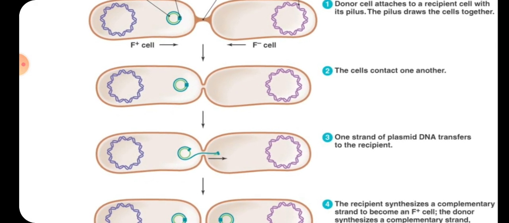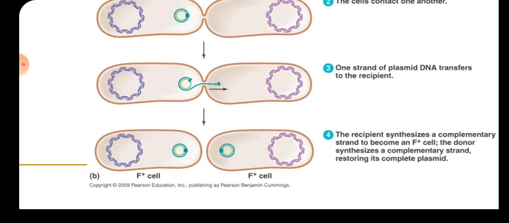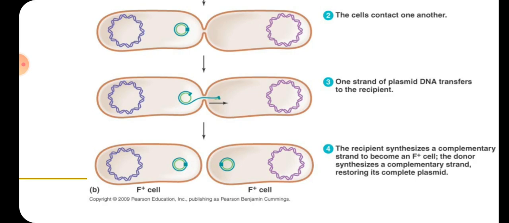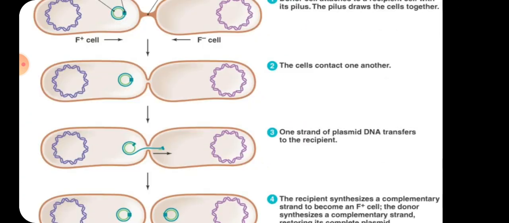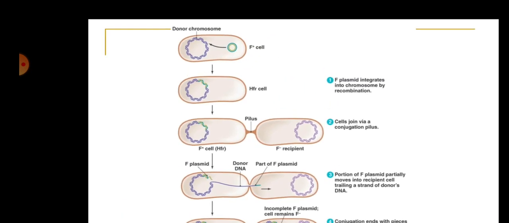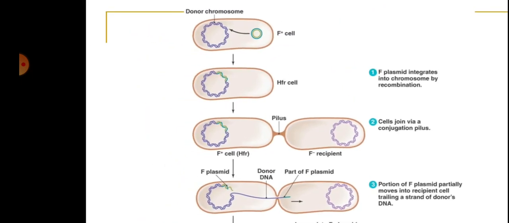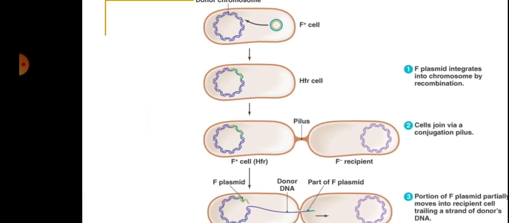In the third stage, one strand of plasmid DNA transfers to the recipient cell. In the fourth stage, the recipient synthesizes a complementary strand to become an F positive cell. The donor synthesizes a complementary strand, restoring its complete plasmid. Here you can see the donor chromosome, which has become the F positive cell.